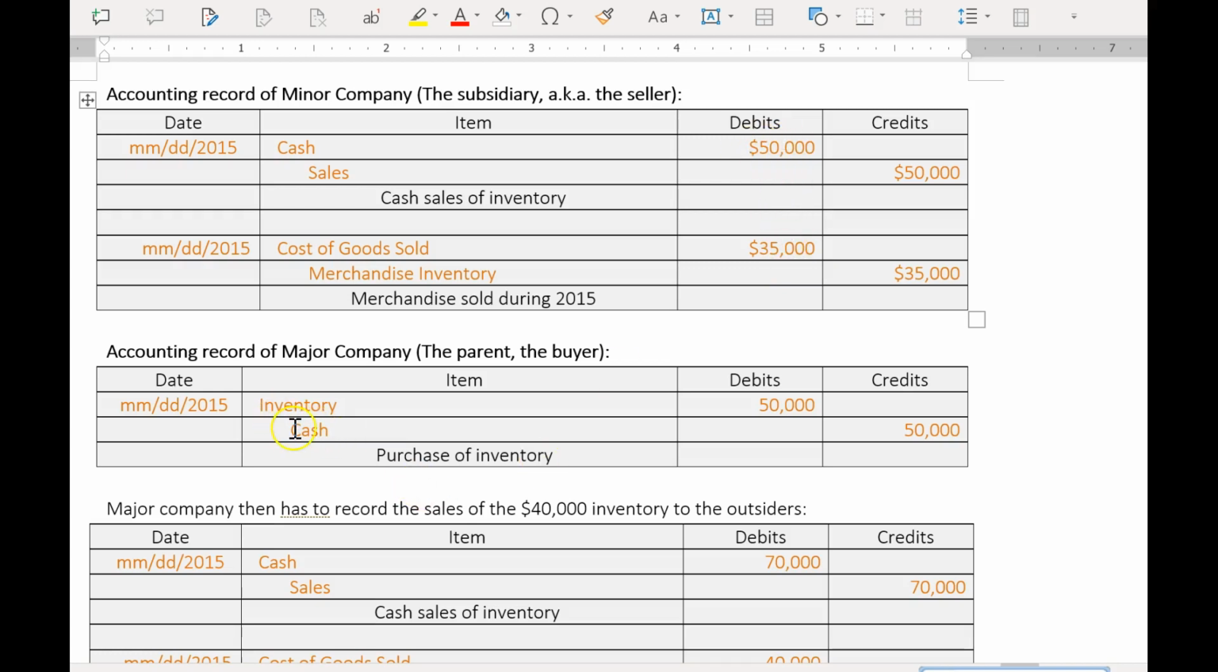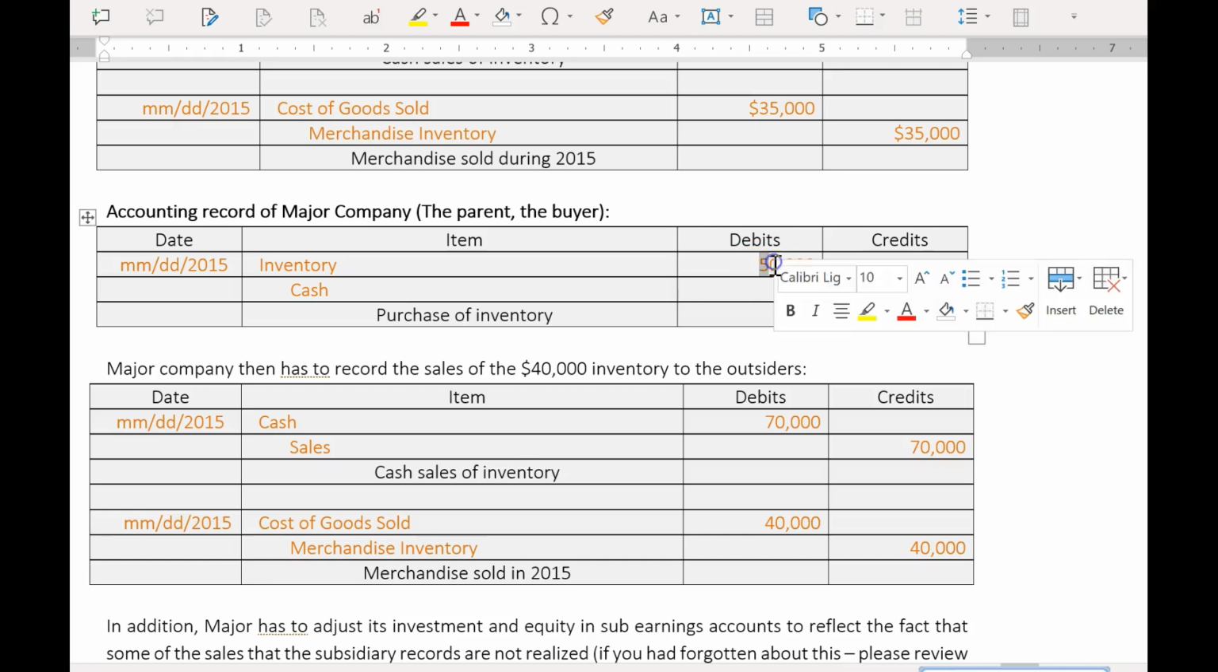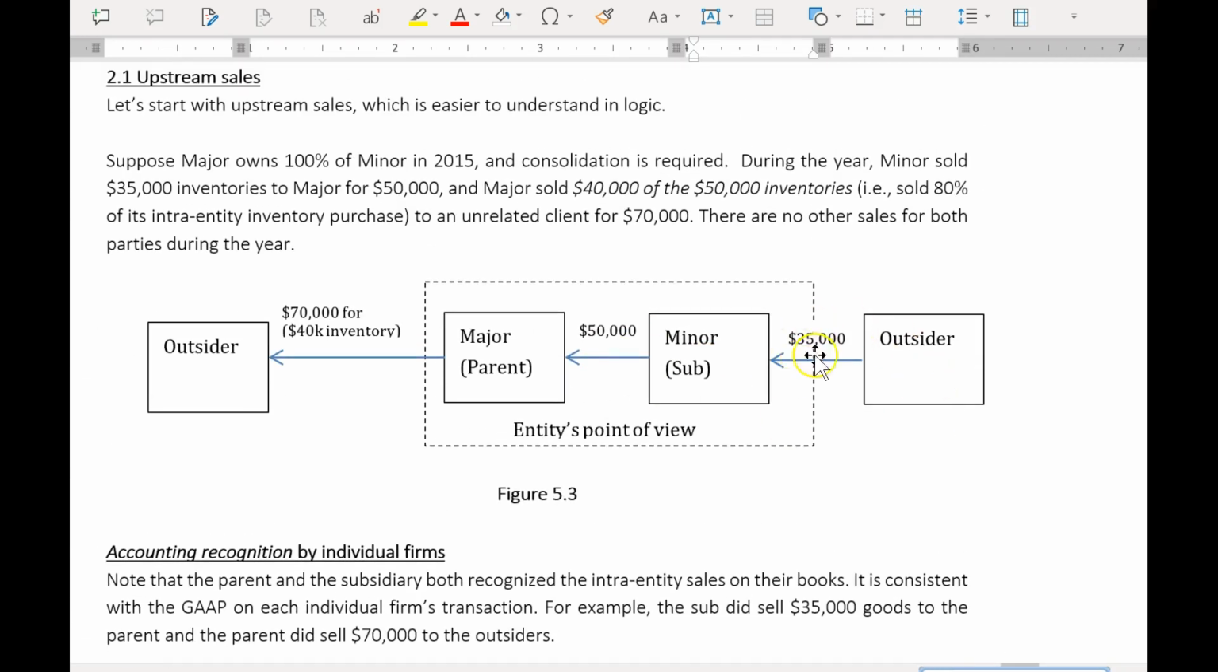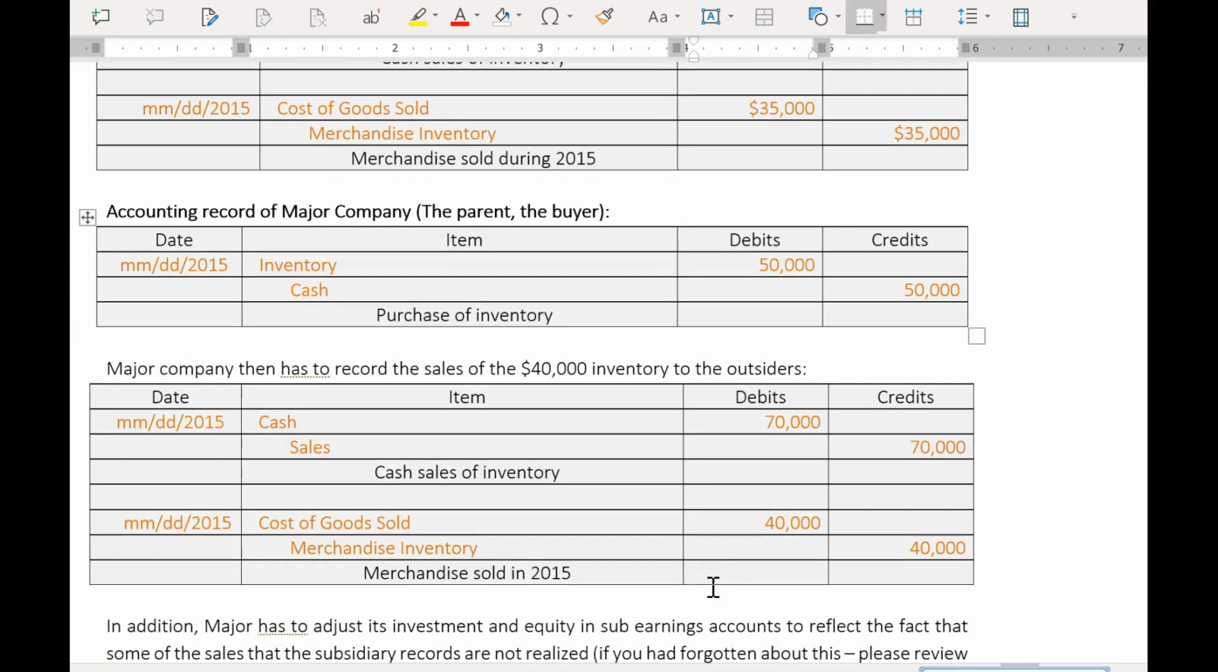Now the parent, who is the buyer, got the inventory: debit inventory 50,000, credit cash 50,000. That's the parent getting the inventory. Notice that the inventory originally was 35,000 on the subsidiary's book. When it transferred to the parent, it was inflated to 50,000. So when the parent got the inventory, it becomes 50,000. That's an inflation of the inventory that you want to consider removing if, at the end of the period, those inventories are not sold to outsiders.